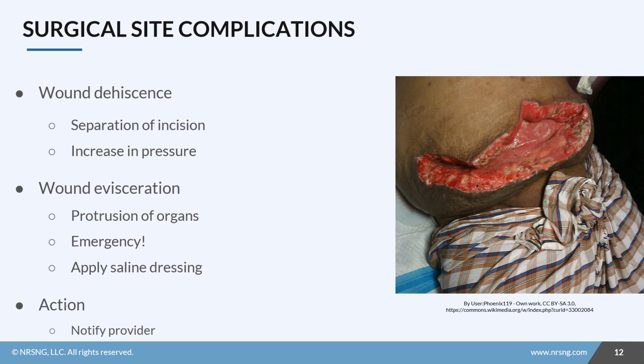Okay, so what about surgical site complications? I just want to mention that thankfully these issues are not too common, but you do need to be able to recognize them. So wound dehiscence and evisceration are issues that need to be handled immediately. Guys, dehiscence is the separation of a surgical incision that typically occurs to abdominal incisions because of increased abdominal pressure from coughing, sneezing, or bearing down.